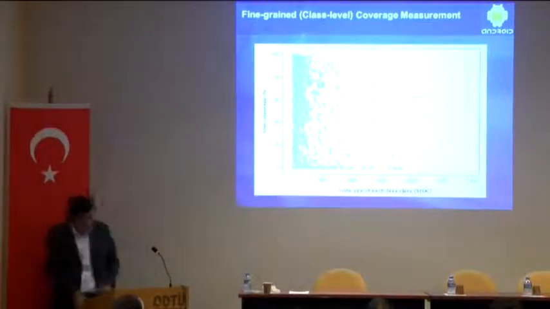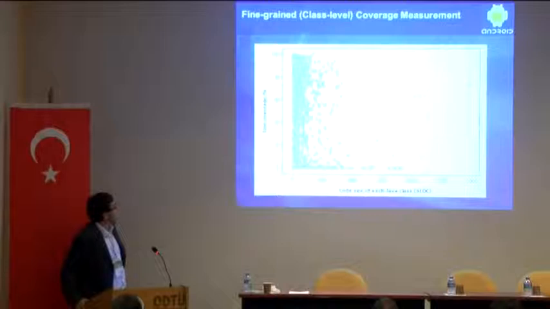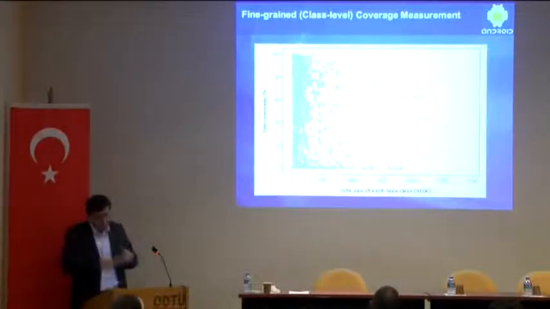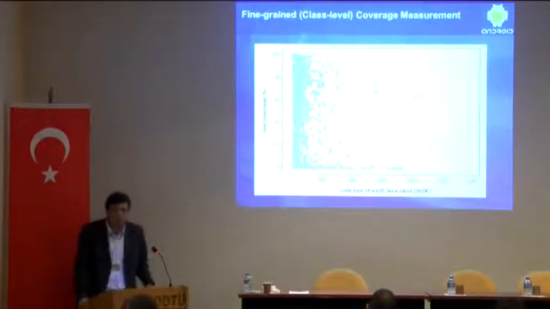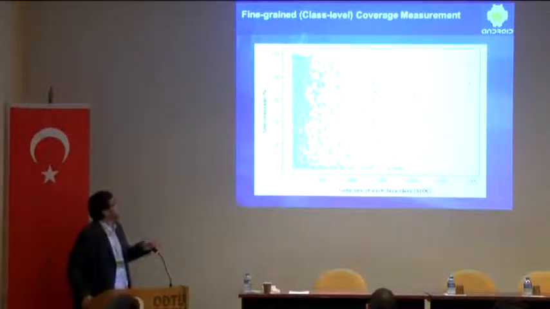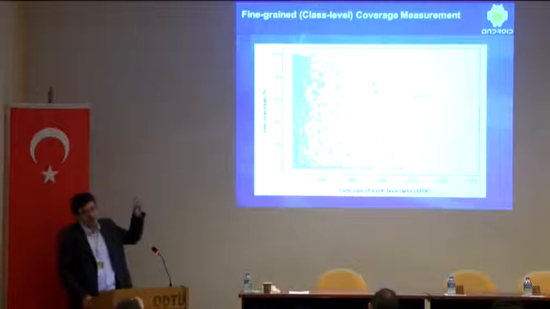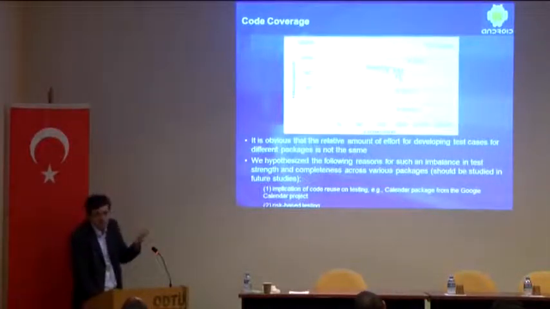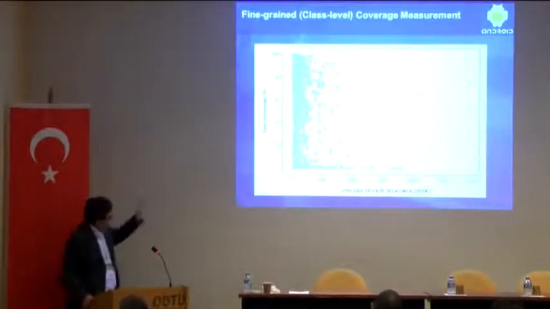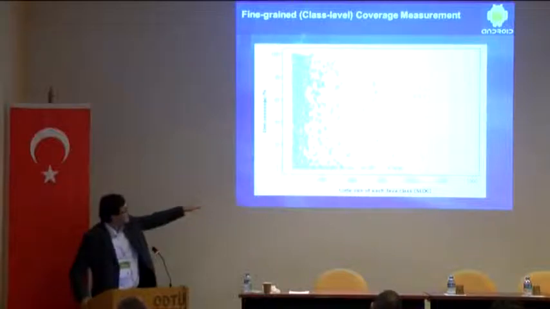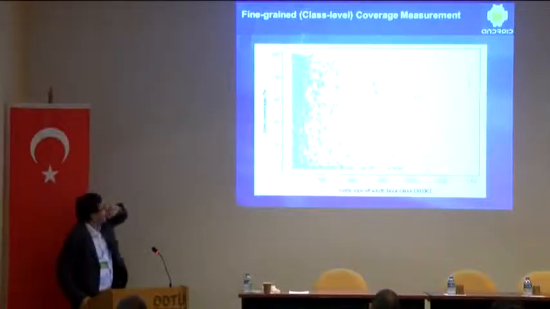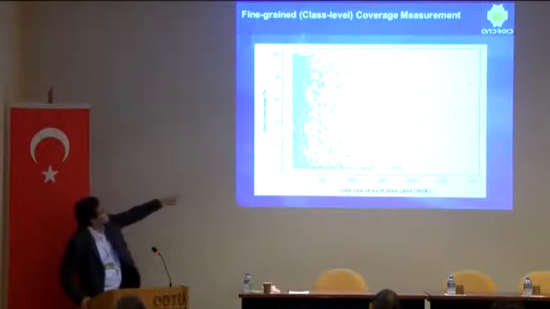You see a bunch of dots here. I hope it doesn't look confusing. This is a more fine-grained coverage measurement. We looked at each method, each class, because the previous one was at package level. As you know, each package in Android has many, many classes in the Java code base. So this is the code size of each Java class. There were about 10,000 classes, 9,000-something, and then line coverage.